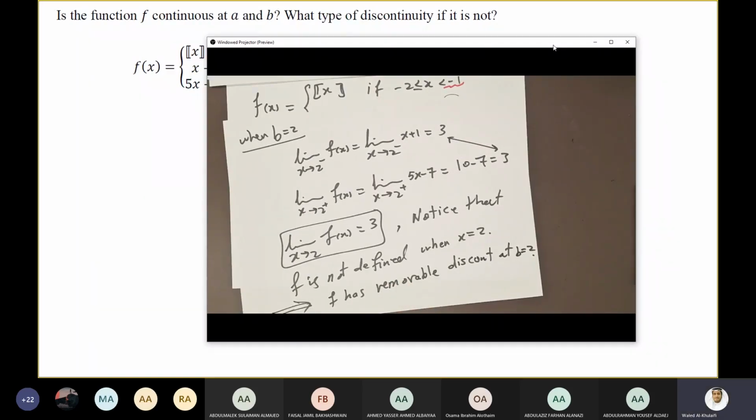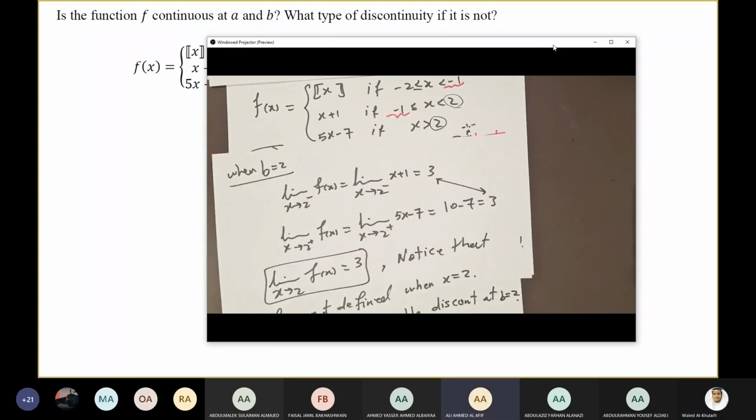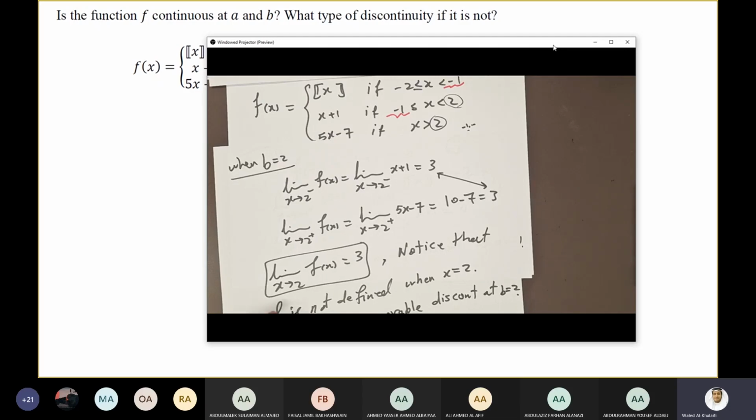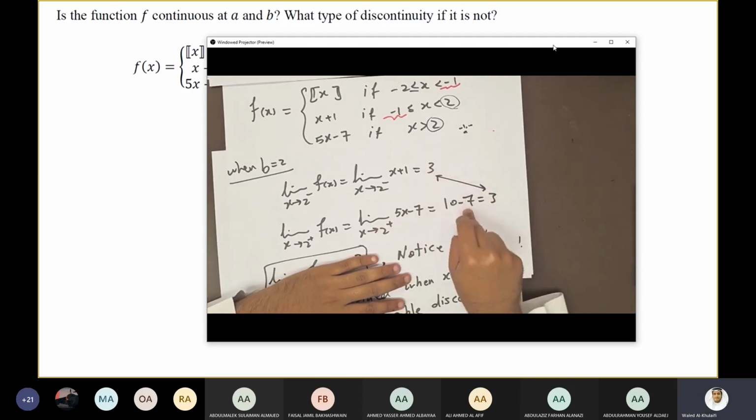Okay? Yes, Ali? Doctor, if the left-hand side and the right-hand side are not equal, it's a jump. And if it's equal, it's removable. Okay, what about the infinity? No. Be careful. If they are equal and the function is not defined, or the value of the function is not equal to the limit, then we say removable. This is not enough to say removable.